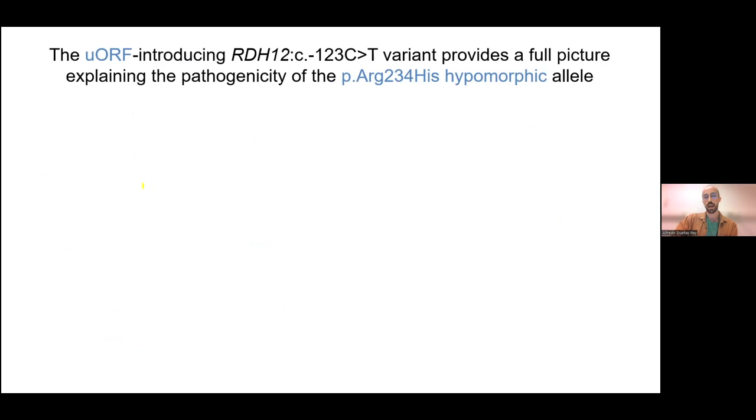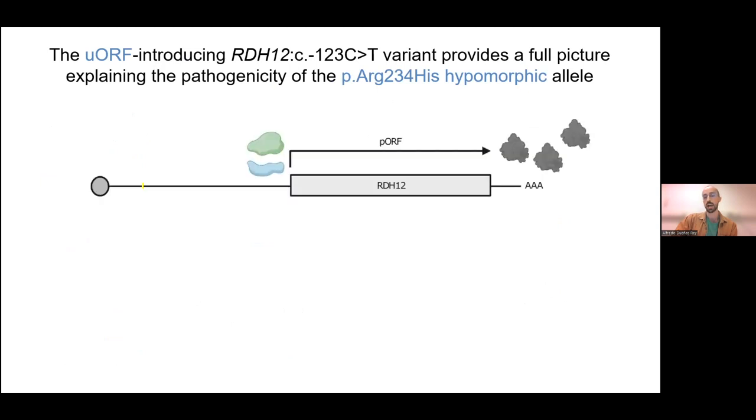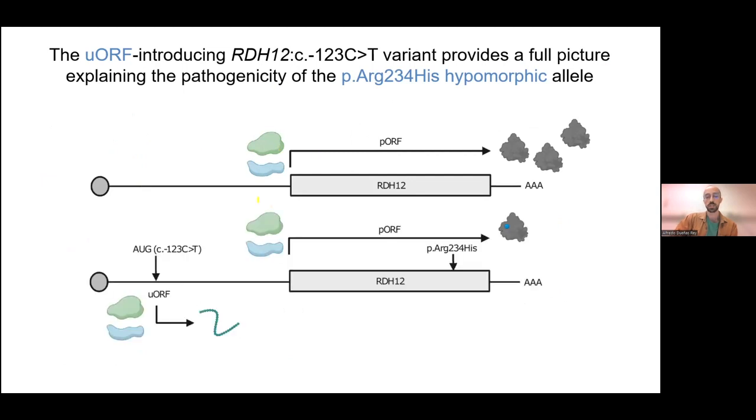So overall, our results provide a full picture explaining the pathogenicity of this hypomorphic allele, in which, as compared to the wild-type situation, the 5' UTR variant introduces an upstream start codon that can be recognized by ribosomes, and either the initiation or the active translation of the upstream open reading frame reduces the translation efficiency of the primary open reading frame, leading to reduced protein levels of RDH12 along with this amino acid change.